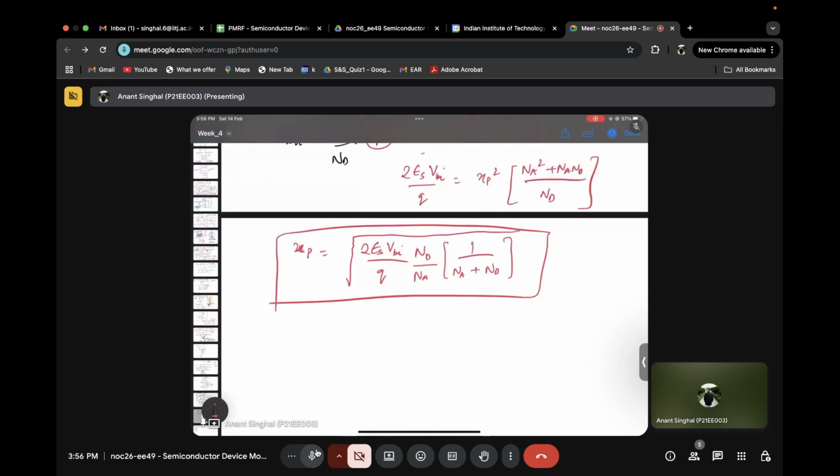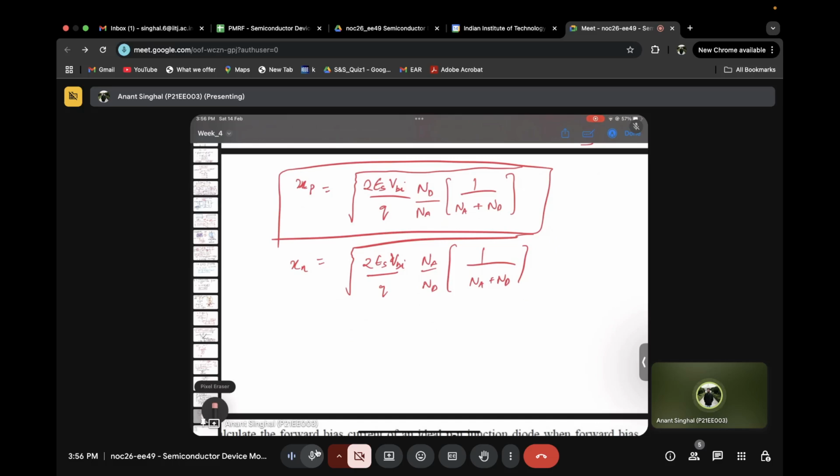Yeah. So similarly, you can also find Xn, which is exactly the same. It would come out to be Vbi over Q. It will come out to be Na Nd over 1 plus Na plus Nd. And from this, you can calculate the actual final depletion width, which is nothing but W, which is Xp plus Xn.